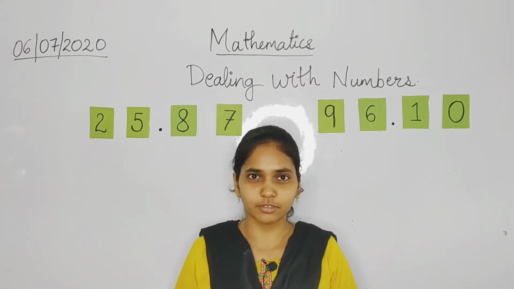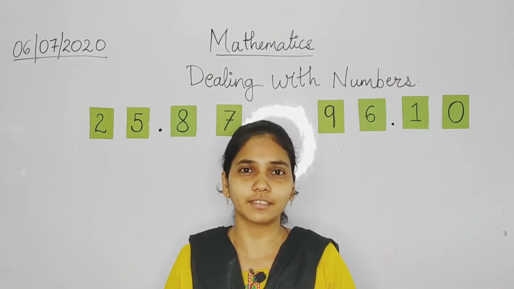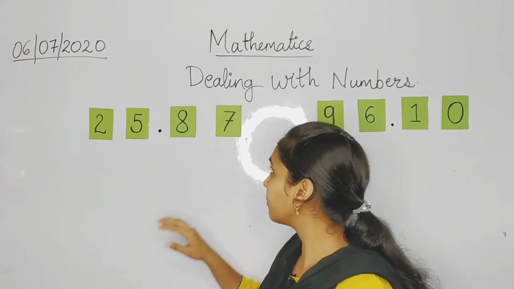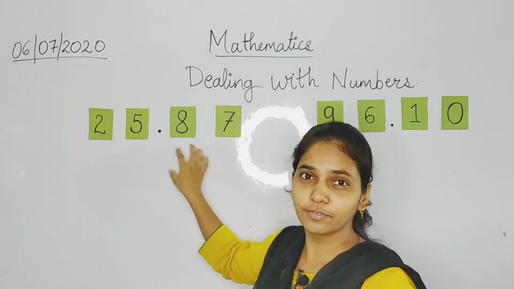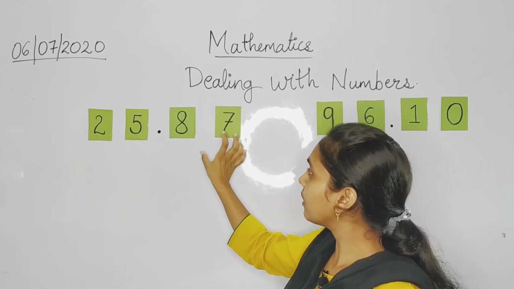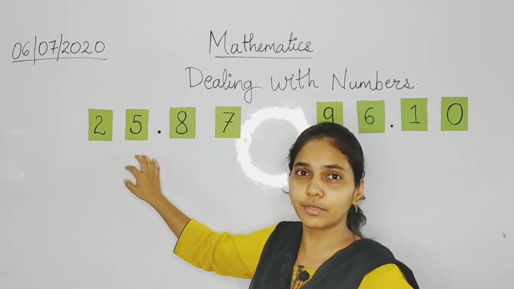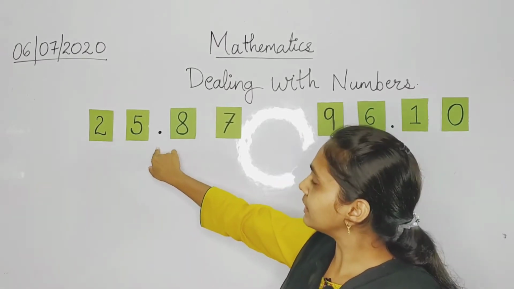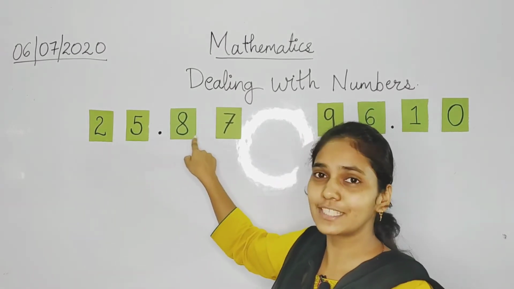Okay. So first let us recall what you have done in the previous class. You have studied rounding of numbers to the nearest figures. Rounding of numbers means you have to round off a number to the nearest number. So you have studied the rounding of decimal numbers.